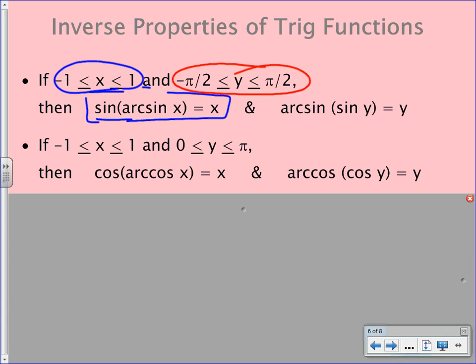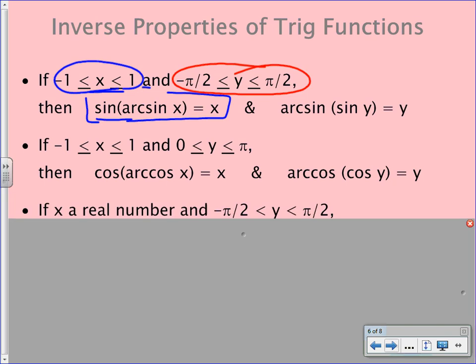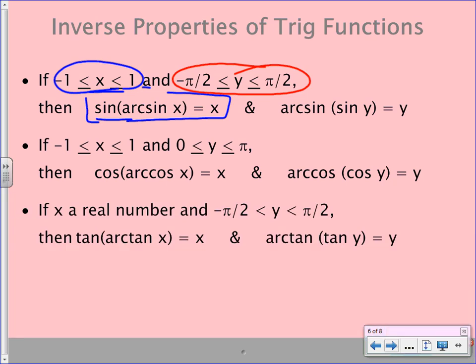All right, and then tangent. What's the domain of the inverse tangent? All real numbers. So the tangent of arctangent will always cancel to just x. But we're going to be picky with the range. The arctangent of the tangent will only cancel if our angle is between -pi/2 and pi/2. If not, then we have to work with a composite function, inside to out.